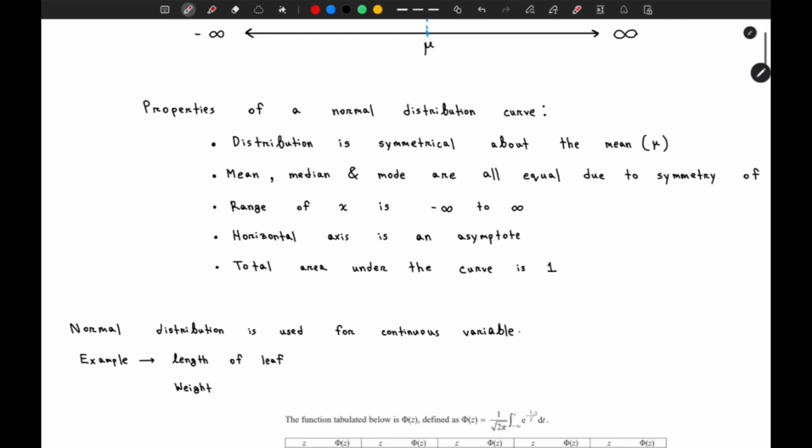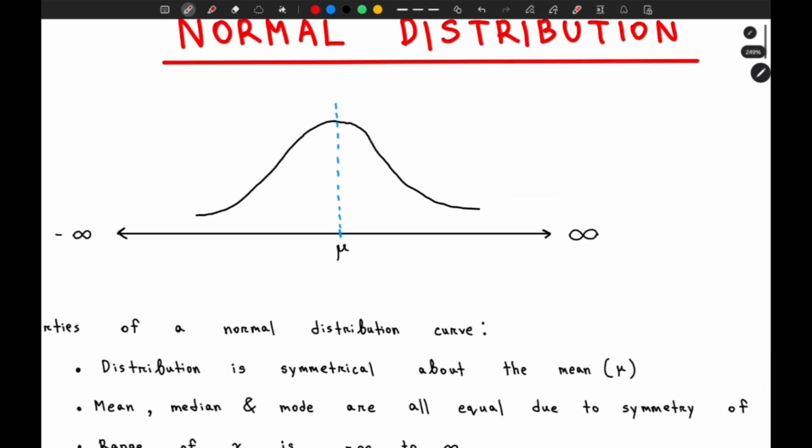The usual use case for a normal distribution curve is for continuous variables, for example, length of a leaf or weight of people. All right, so the area under a normal distribution curve gives you the probability of x being less than or greater than some value. So it gives you a probability. Since it gives you the probability, the total probability we know is 1. So the total area under a normal distribution curve is 1.